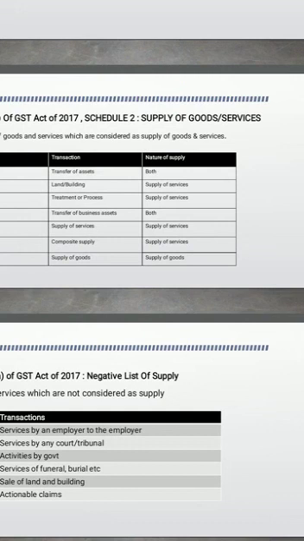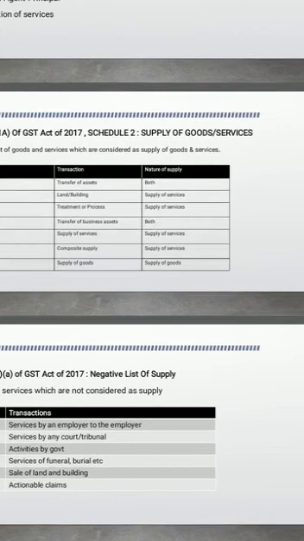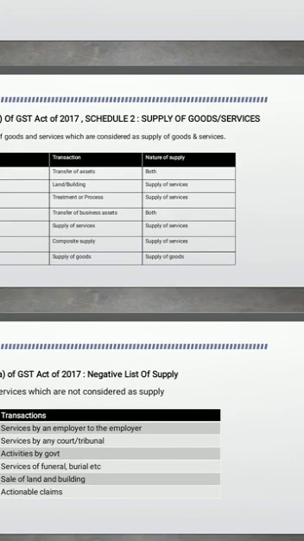Treatment or process. The job work performed by an employee or the job holder is known as the supply of the services. Transfer of business asset. The assets which are used in the business right now, if you are transferring your business asset, it is considered as both the supply of the goods as well as the supply of the services.